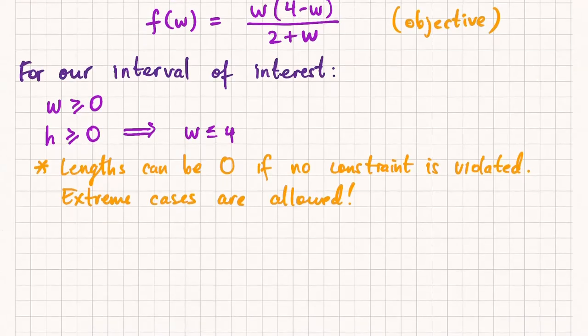If you don't want to include the endpoints, if you just want to say I can only go from 0 to 4, not including the endpoints, then you still must do that verification procedure, because on an open interval the mins and maxes are not guaranteed to exist.